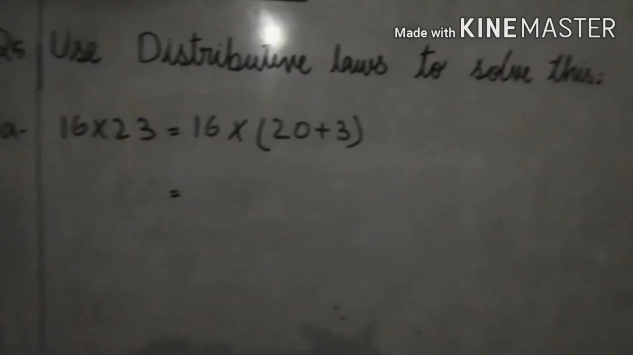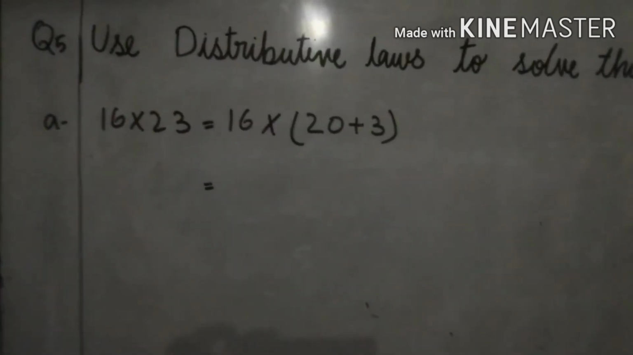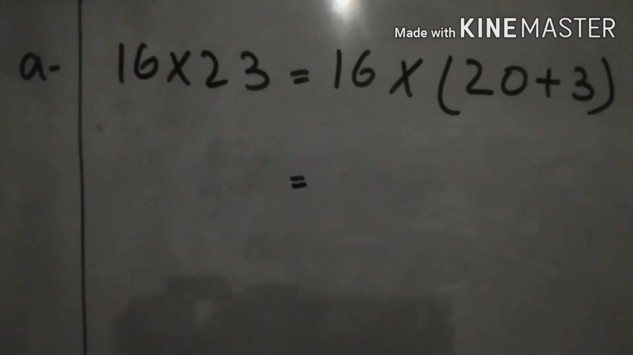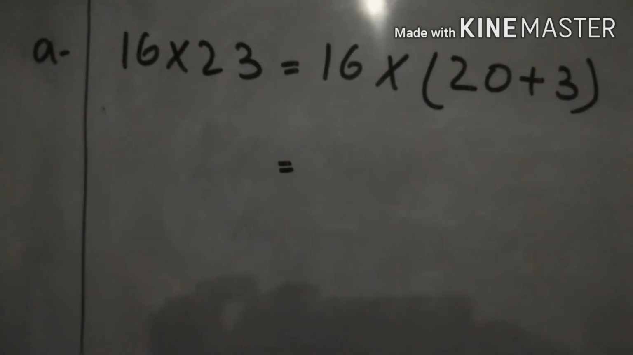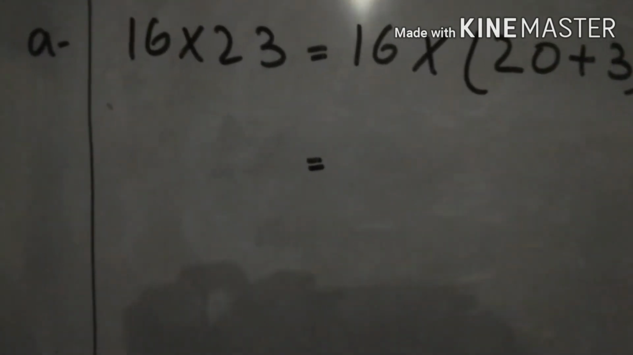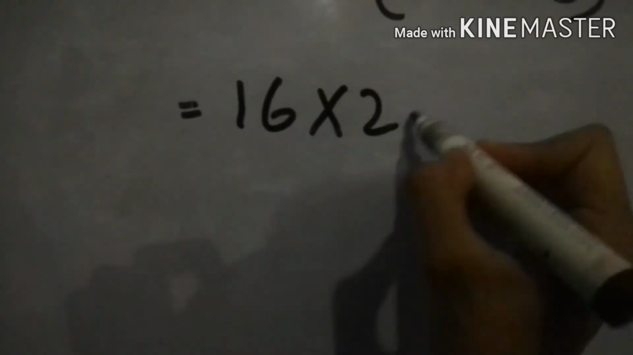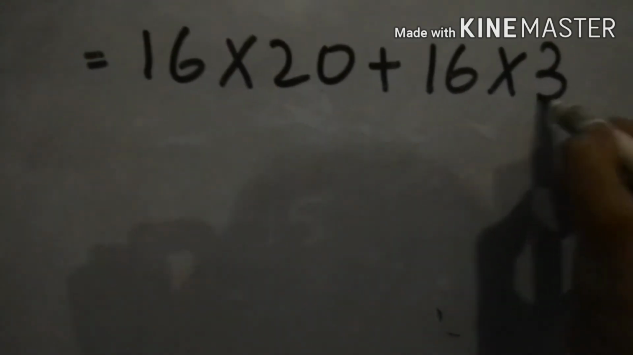Question number 5. Use distributive laws to solve. Now we have come to question number 5. A part is 16 multiplied by 23 is equal to 16 multiplied by 20 plus 3. Now we will solve this as 16 multiplied by 20 plus 16 multiplied by 3.